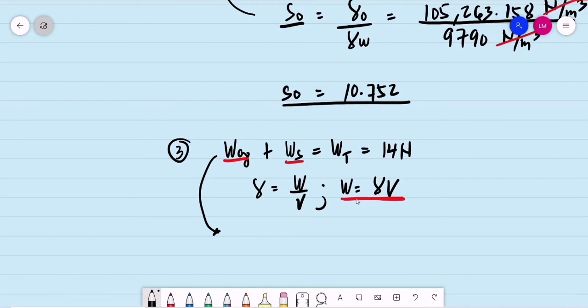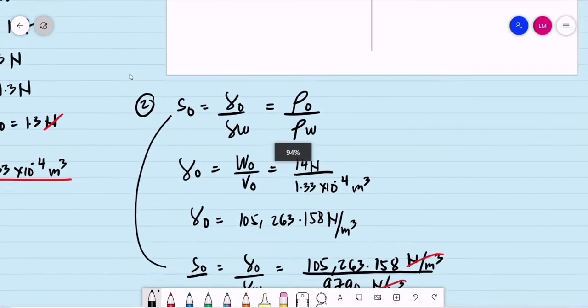Yung weight ng gold is, meron siyang specific gravity na 19.3 times gamma water. Yung given dito is 9,790 newtons per cubic meter times the volume of the gold. Okay? So, ito yung gamma times the volume. Paano ba tayo kumuha ng unit weight ng object is specific gravity ng object times gamma water. And then plus, sa silver naman, ano yung kanyang specific gravity? Specific gravity ng silver is 10.5.